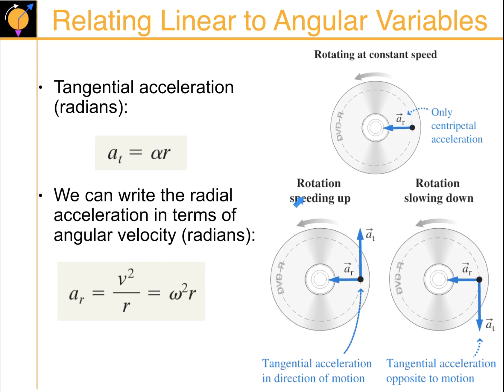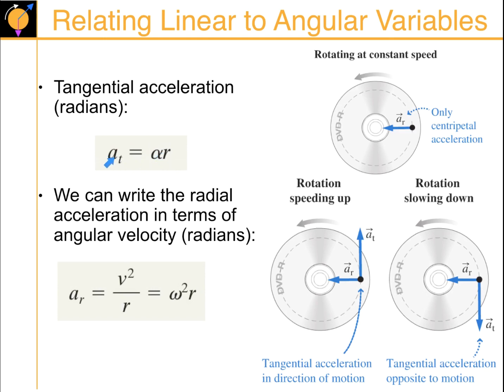Now, if it's rotating and speeding up or slowing down, that means that it's rotating faster and faster, and that means there's a tangential acceleration. There's an acceleration in the direction of motion. And the radial acceleration we showed before, or the centripetal acceleration, is v squared over r, which, using the definition of omega, you can write as omega squared r. The tangential acceleration, just take the derivative of s equals theta r twice, and you end up with this.